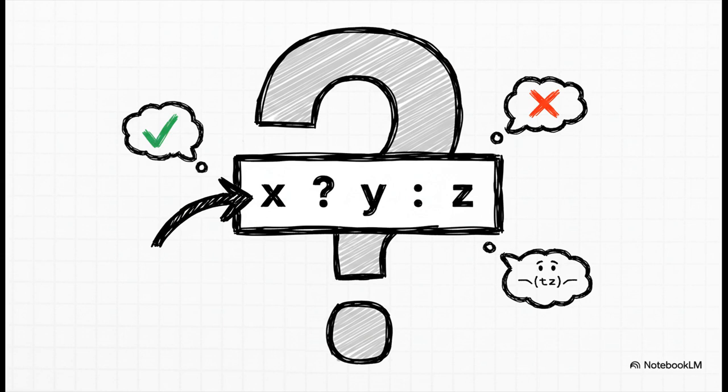Now look at this expression, x ? y : z. The condition is just x. What do you think is going to happen here? Go on, take a guess.